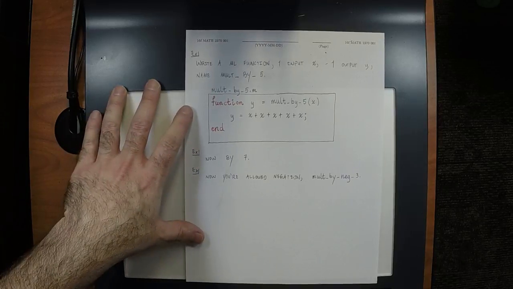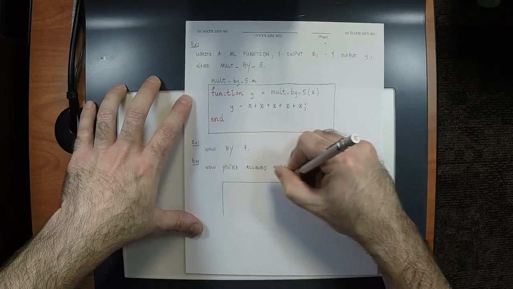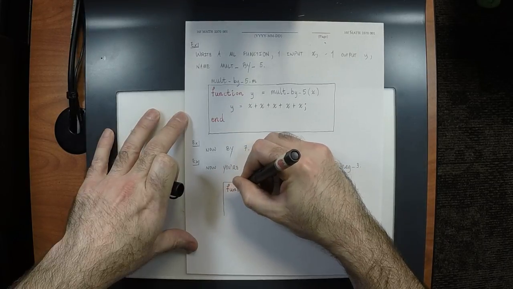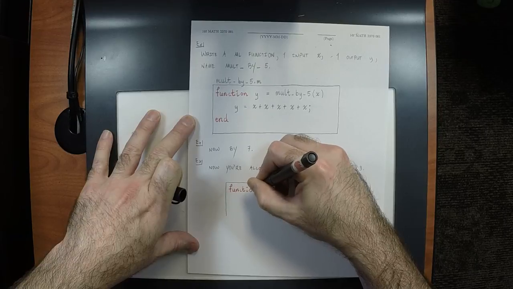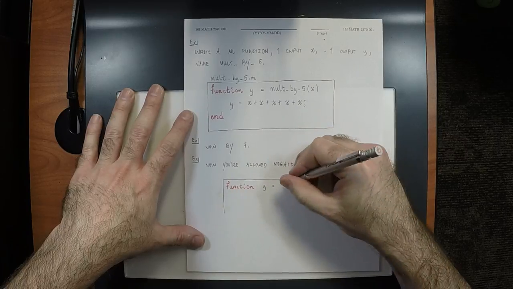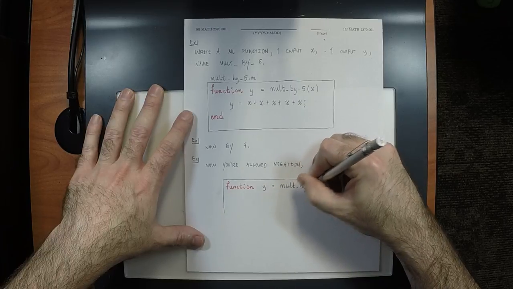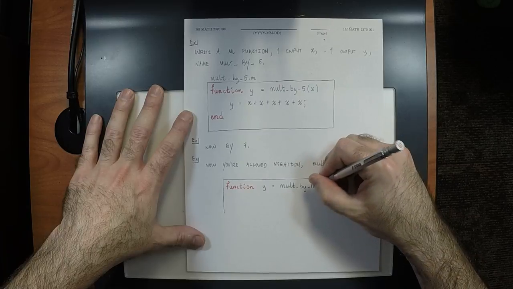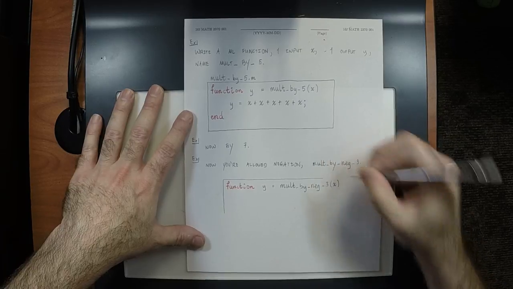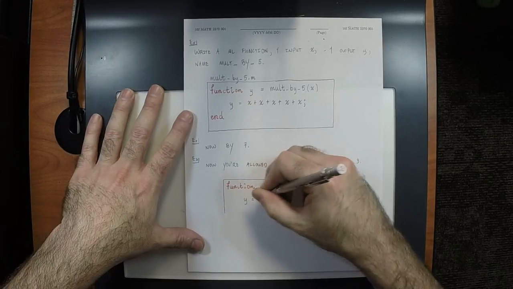Let's write them both down. So here's one implementation of this function. I'll write them down in the order I heard them. So function y equal mult by, what was it? -3? I just make it up as I go along. -3. So the first suggestion I heard, it works and satisfies the constraints. There's exactly one negation.